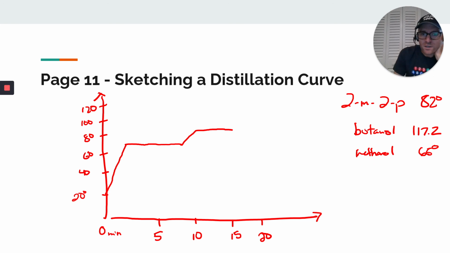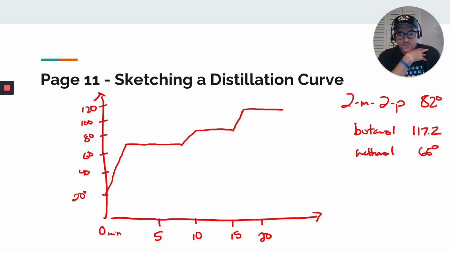Once it's all boiled off, guess what? Temperature starts to go up again until we get to our last boiling point for the butanol, which is 117. And then at 117 degrees, our butanol will start to boil and our temperature will plateau again. And so this is what our final distillation curve would look like.